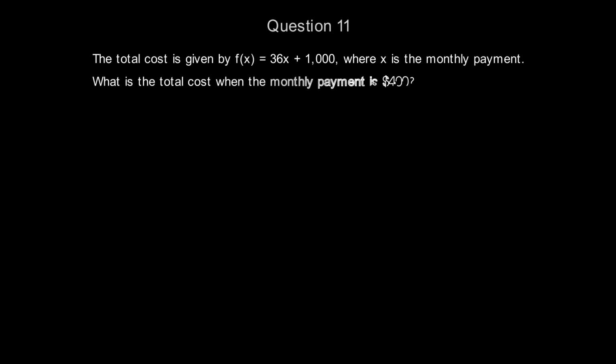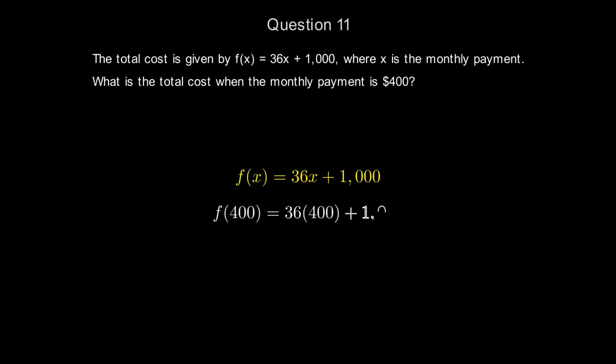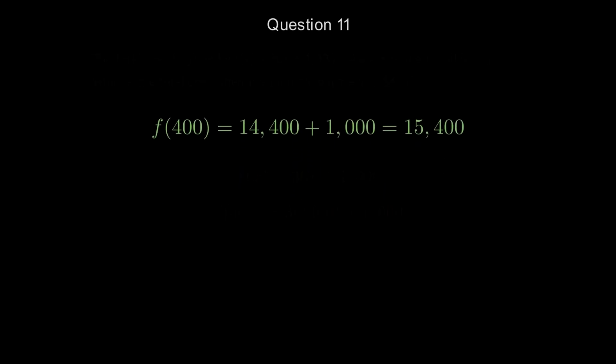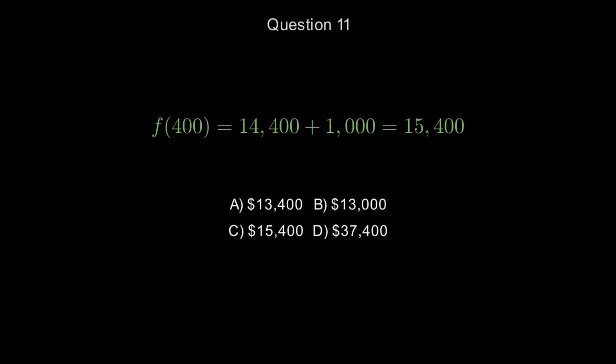Let's look at question 11. We are given a linear cost function f of x equals 36x plus 1000, where x represents the monthly car lease payment in dollars. We need to find the total cost when the monthly payment is $400. Substituting 400 into the function, we multiply 36 by 400, which gives us 14,400. Adding the flat fee of $1,000, we get a total cost of $15,400. This matches option C beautifully.